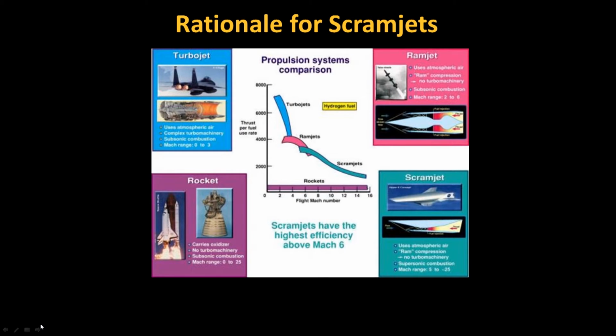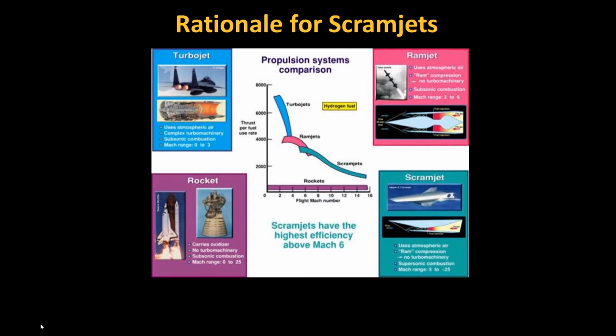So what is the potential performance level of a scramjet? Here I have shown a very famous plot of fuel efficiency for different types of aerospace propulsion systems. On the plot in the middle of the figure, on the horizontal axis, I have flight Mach number from 0 up to 16, and then on the vertical axis, we have thrust per fuel use rate, which is essentially the fuel efficiency. At lower speeds, the most fuel efficient system is the gas turbine or the turbojet.